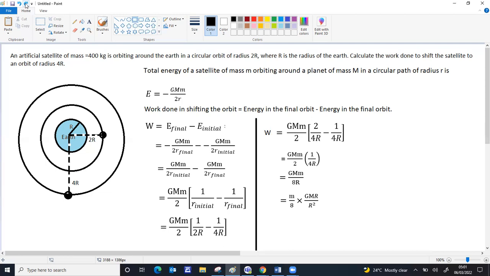In that, GM by R square, we should know that's the value of small g. So it is 1 by 8th of g m R. Then you can just substitute. g is 10, m is 400 kg. The radius of the Earth, we should know, is 6400 kilometers, which is 6.4 into 10 to the power of 6 meters. So on calculating, the value comes out as 3.2 into 10 raised to 9. This is by taking g as 10 meters per second square and R as 6400 kilometers.